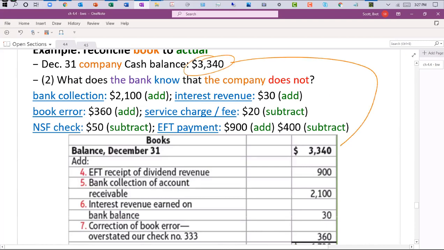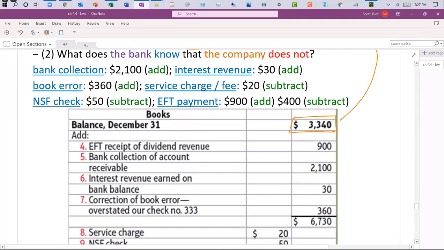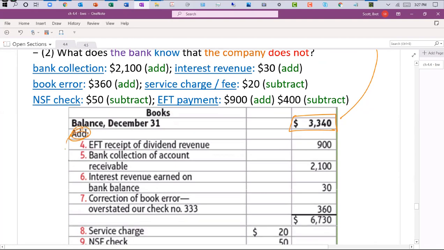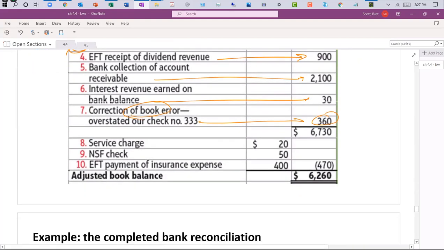Okay, start with what the T account says. Our ledger account says that we have a debit balance of $3,340. We need to go through and start with the additions first. This is what I recommend. We go through and plug in the dividend revenue of $900, the bank collection from the note receivable, $2,100, interest revenue on the bank account, and then the correction of an error. This is not cash received. We're just fixing an error. We're counterbalancing an error on the credit side with this debit of 360.